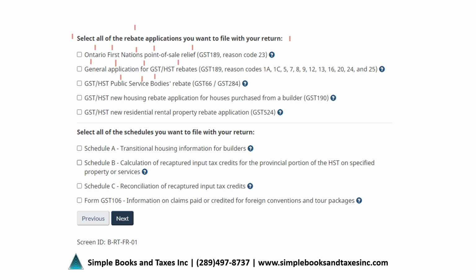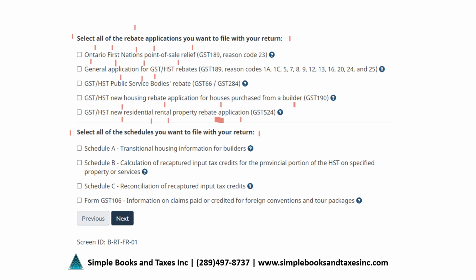Then we have the new housing rebate application for houses purchased from a builder. Then we have a new residential rental property rebate application. None of these apply to our case, so we'll not choose any one. Then we have to select all of the schedules if we want to file with your return.